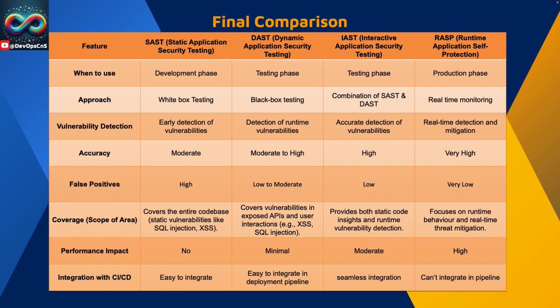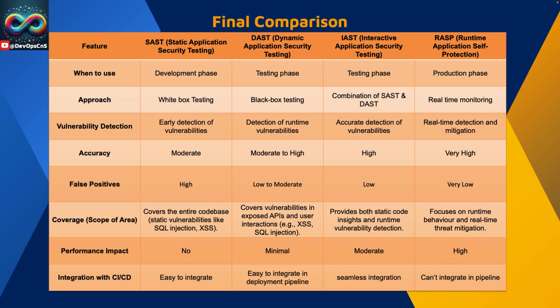So next is false positives. SAST has high false positives due to the lack of runtime context. DAST has low to moderate false positives because its runtime behavior limits false positives. IAST has low false positives because of context-aware detection. And RASP is very low because it analyzes actual runtime data for precise detection.